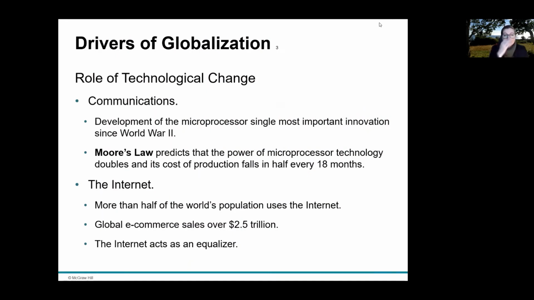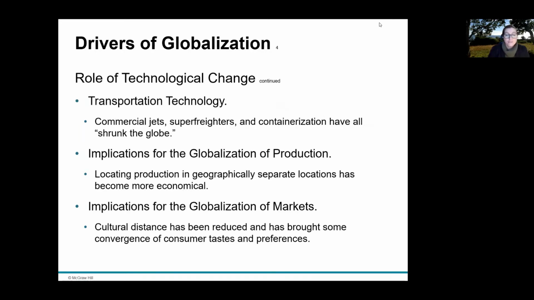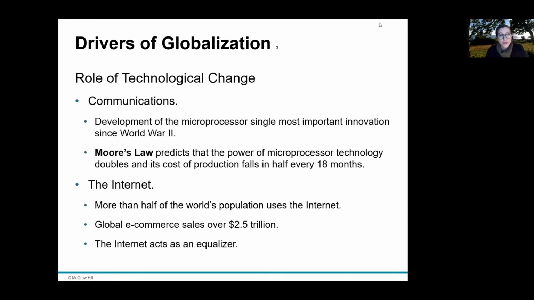All right. Now, apart from decreasing tariffs on trade and investment, other drivers of globalization include technological innovations across sectors such as telecommunications, cyberspace, the internet, and transportation. Let's talk about each of those three. So in the world of communications, the microprocessor has been the single most important innovation since World War II, and the cost of this technology has been decreasing since that time.